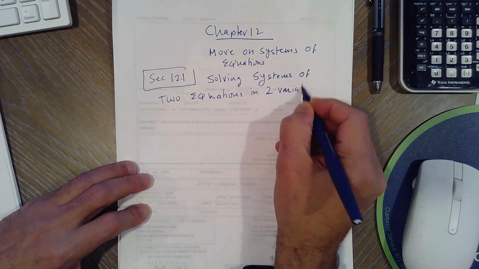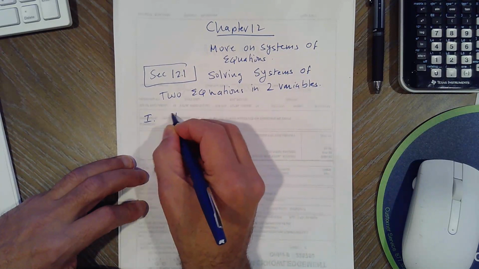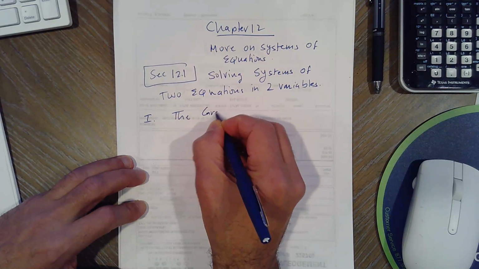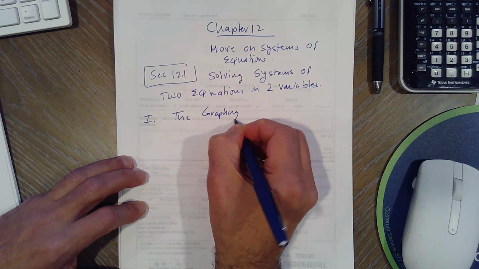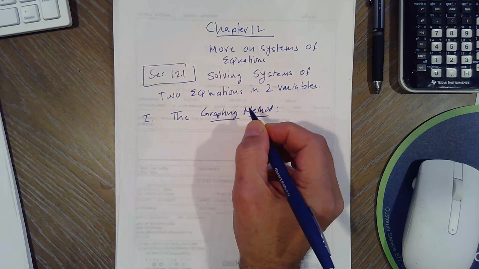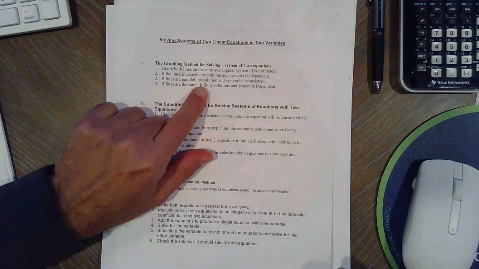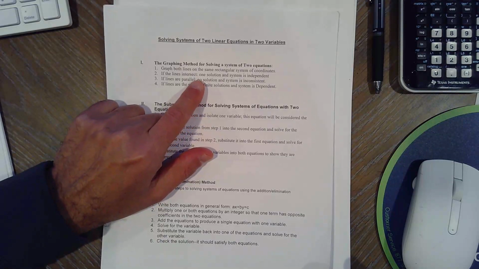There are three methods for solving systems of two equations. The first one is the graphing method. So if we have a system of two equations, how do we solve it by graphing? We have a handout, it's in the notes.